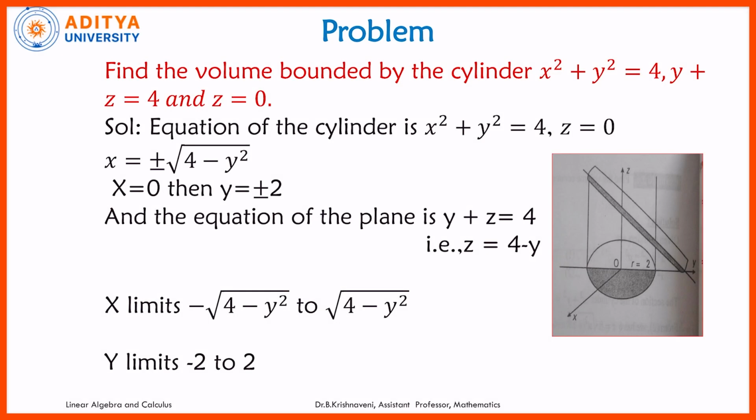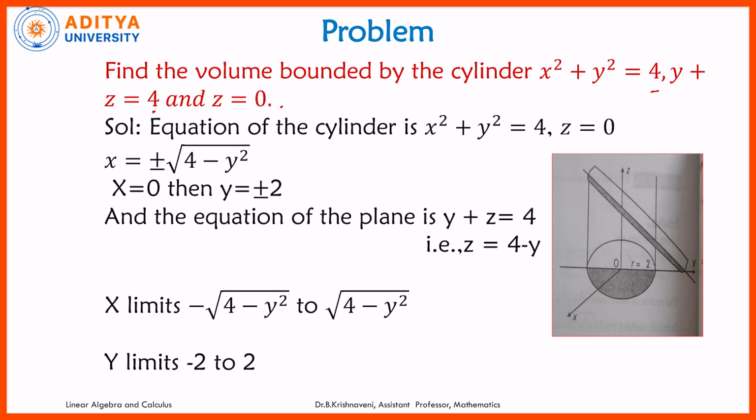Find the volume bounded by the cylinder x square plus y square is equal to 4, y plus z is equal to 4 and z is equal to 0. So now the question on this: find the volume bounded by the cylinder x square plus y square is equal to 4, y plus z is equal to 4 and z is equal to 0.